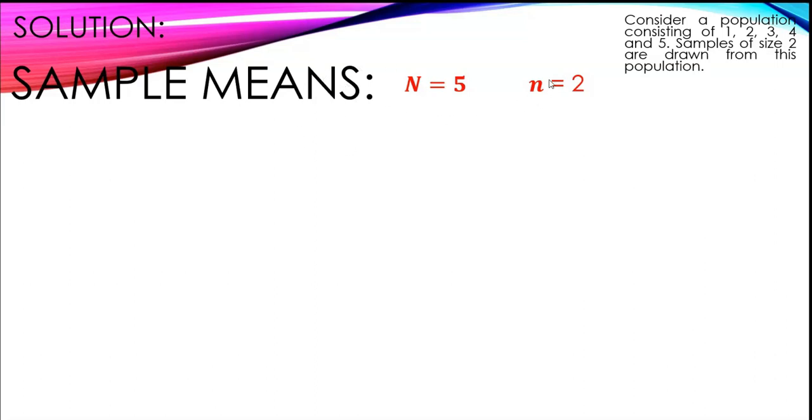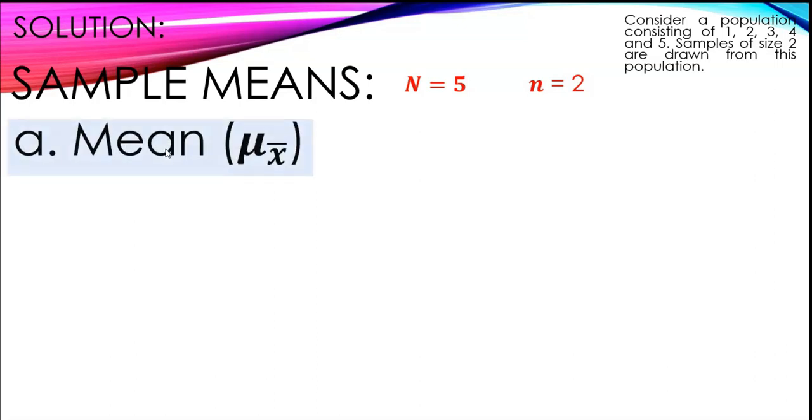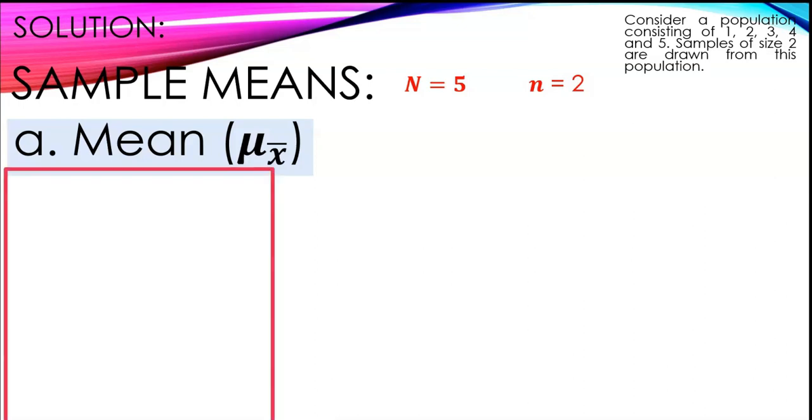Now let's proceed to our sample means. Remember that our population is equal to 5 and the size of our sample is equal to 2. We're going to use both of these values in finding our sample means. So to start with, we must first create our sampling distribution for our sample means.